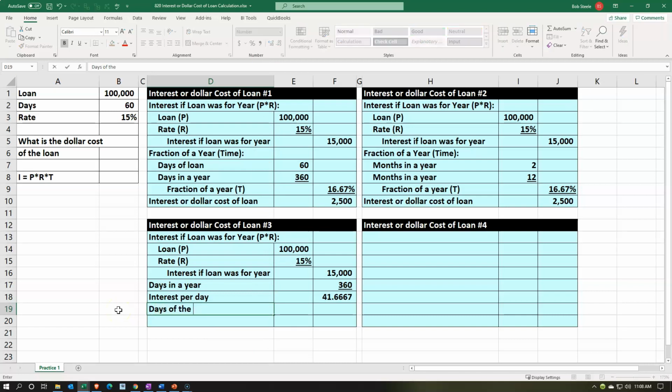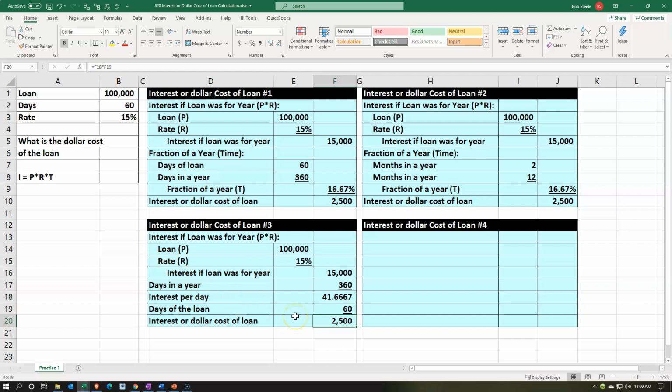So then we have the days of the loan. It's about $41.67 per day. And we're going to say that the loan has 60 days in it, 60 days of the loan. I'm going to underline this, Home tab, Font group, and underline. That will then give us, once again, the interest on the loan, which is the $41.67 about per day times the 60 days, which would give us, once again, that 2,500.